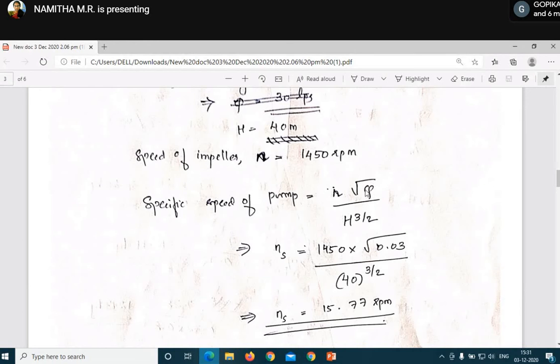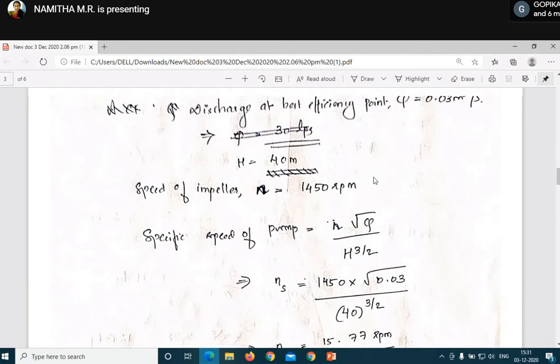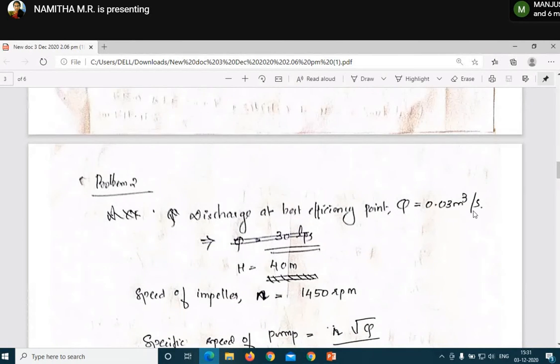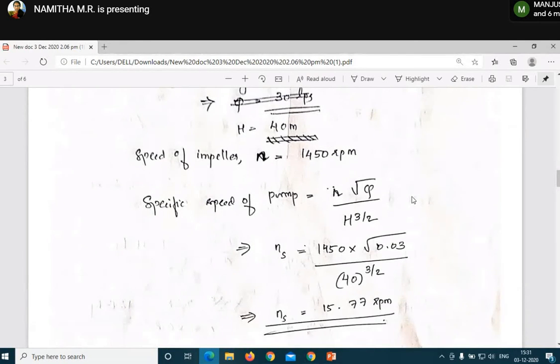Meter cube per second. In the question itself, they are giving the same unit. Meter cube per second is given, so no need of changing the unit. You can directly give it here and you can calculate 15.77 rpm.